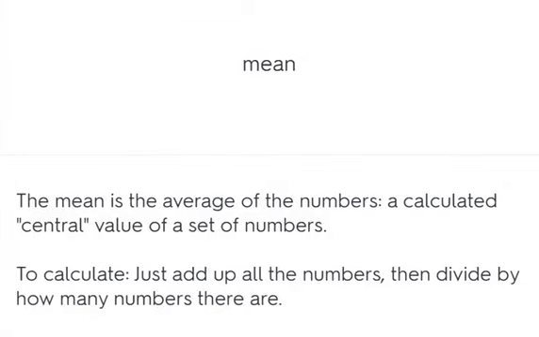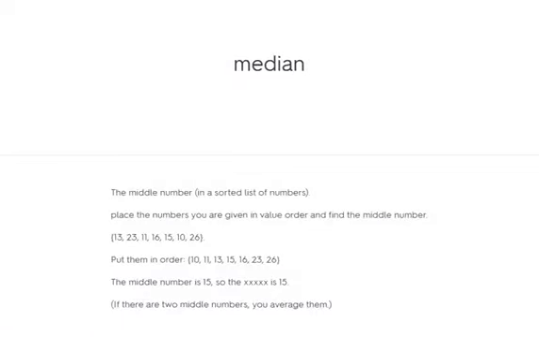Mean: the mean is the average of the numbers, a calculated central value of a set of numbers. To calculate, just add up all the numbers, then divide by how many numbers there are. Median: the middle number. Place the numbers you are given in value order and find the middle number. 13, 23, 11, 16, 15, 10, 26. Put them in order: 10, 11, 13, 15, 16, 23, 26. The middle number is 15, so the median is 15.